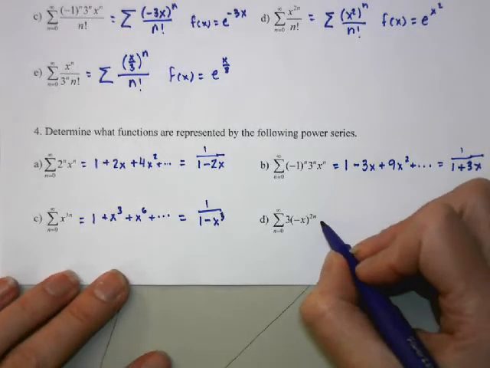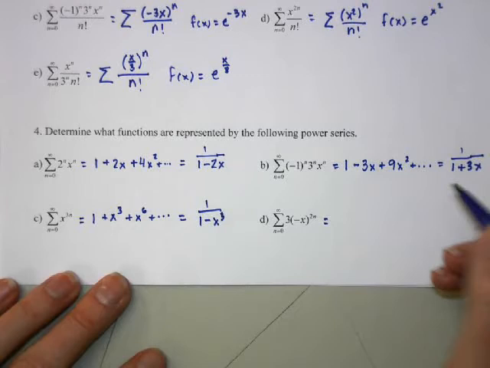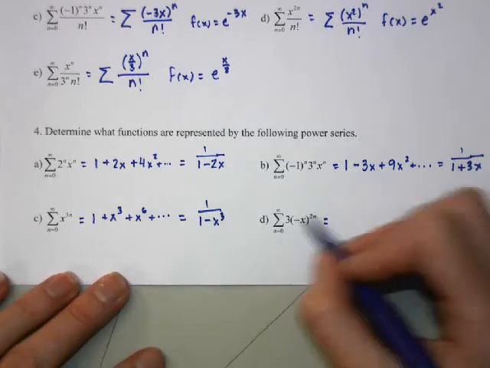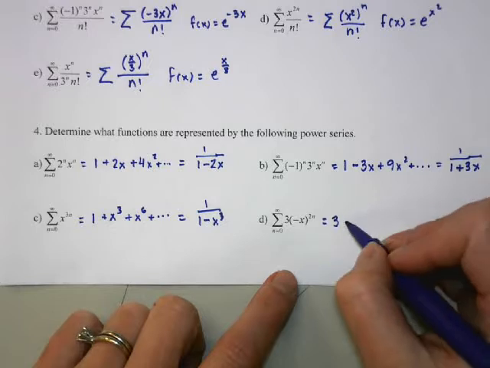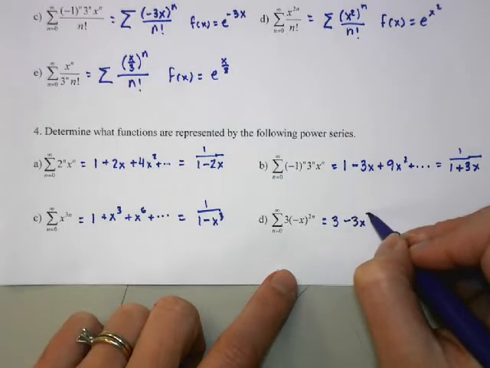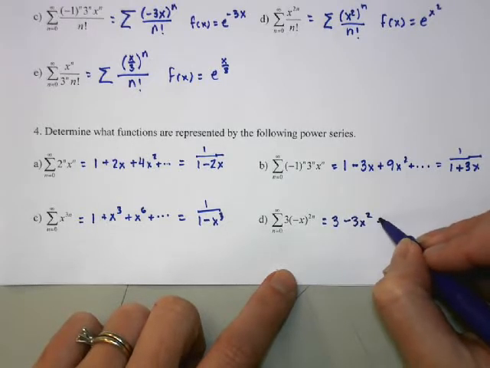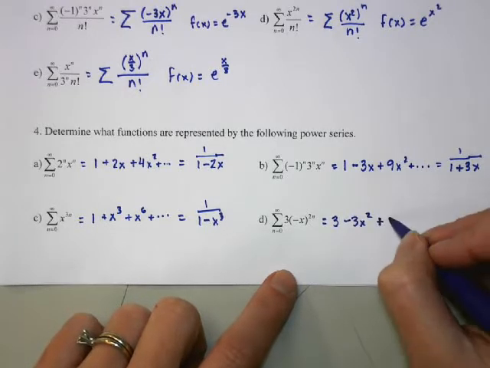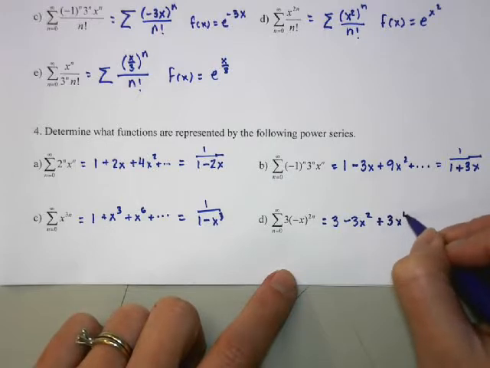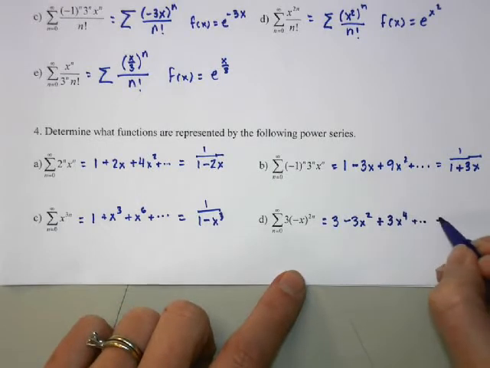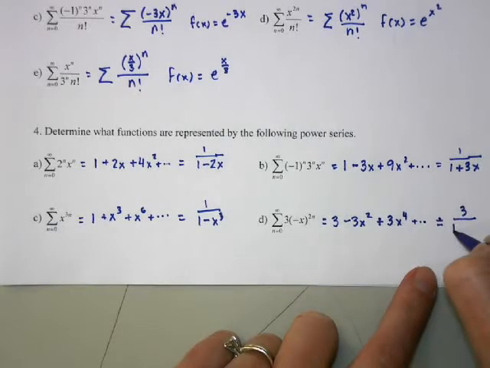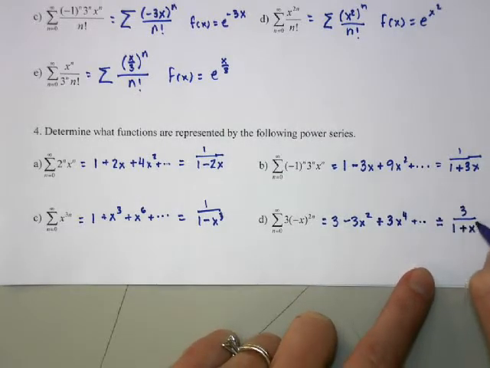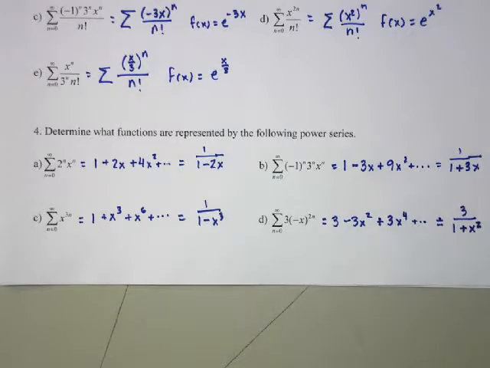Here, our a1 is going to be 3 this time. Then when I plug in a 1, we're going to have a negative 3x squared. When I plug in a 2, we're going to have a 3x to the 4. So my a1 is 3, and my common ratio is negative x squared. So this is going to be 3 over 1 plus x squared.